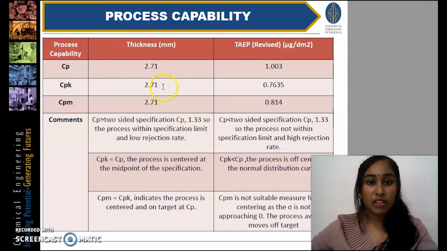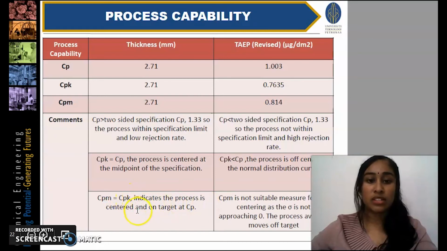Next is the CPK value, which is also 2.71, as the process is centered at the midpoint of the specification. The CPM value is 2.71, which is also equal to the CPK value, which indicates the process is centered and on target at CP.